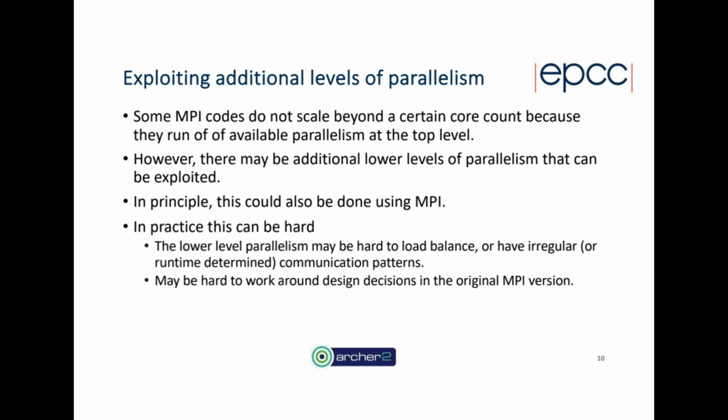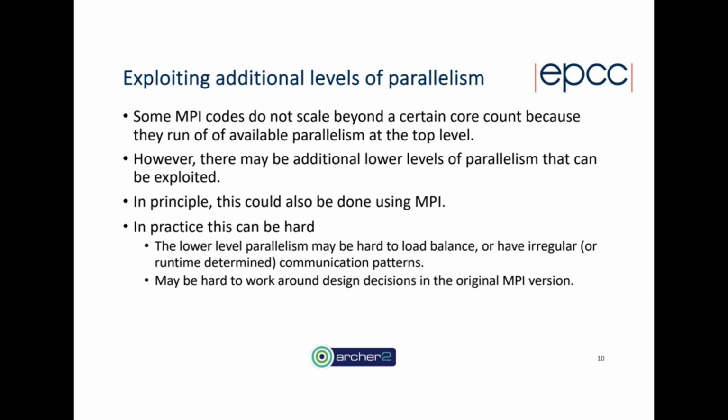The lower level of parallelism may not be so convenient for distributed memory. It might be hard to load balance, or it might have some irregular or runtime-determined communication patterns, which are very difficult to implement efficiently with MPI, but can be done relatively easily with OpenMP. On the other hand, it may just be down to software engineering concerns. It might just be really hard to work around the design decisions that were made in the original MPI version in order to exploit additional levels of parallelism.